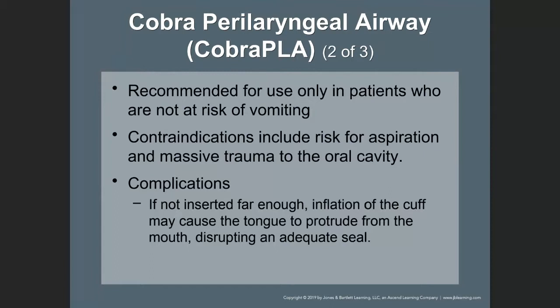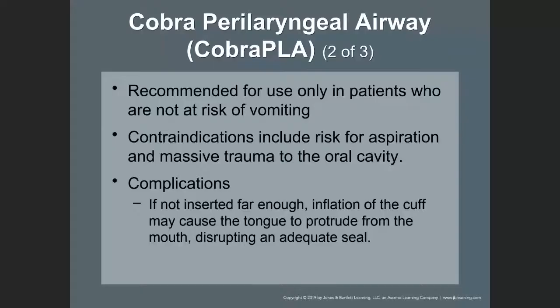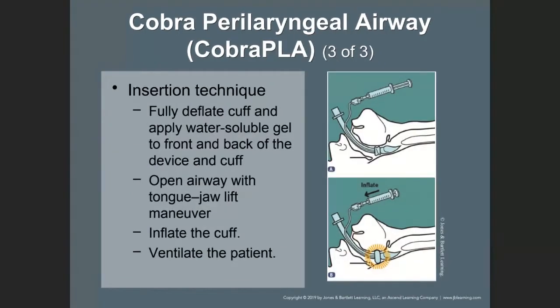The cuff damages too easily. Recommended for use only in patients who are not at risk of vomiting. Contraindications include risk of aspiration, massive trauma, cavity, complications if not inserted far enough. Inflation of the cuff may cause the tongue to protrude from the mouth, disrupting an adequate seal. Insertion technique, not going to spend a lot of time on that. It's not an airway device I'll be focusing on too much, but definitely you can read up on it.